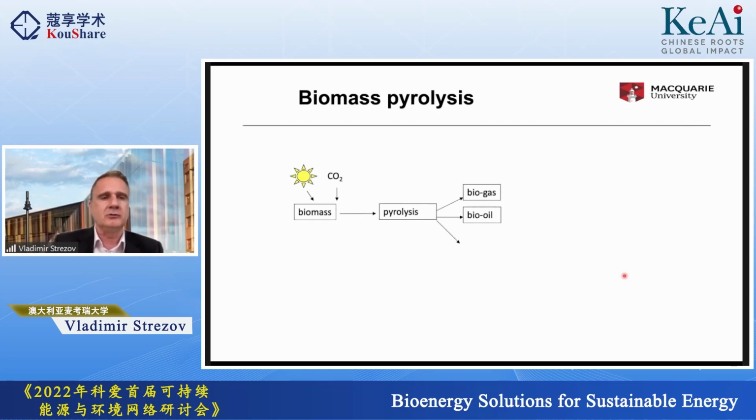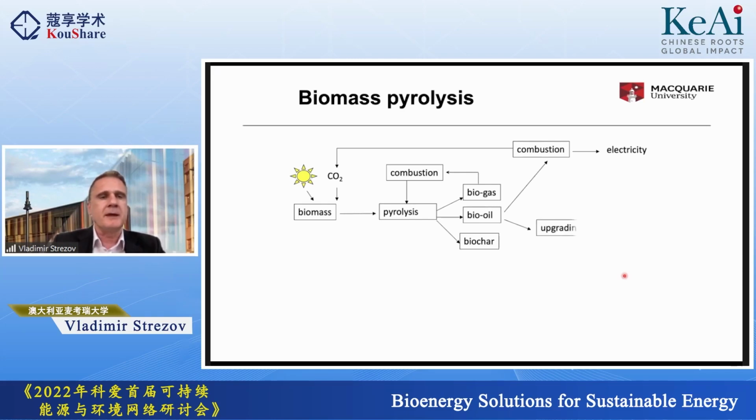Biomass needs sun and CO2 to grow. Pyrolysis converts biomass to biogas, bio-oil, and biochar. The biogas can be combusted to drive the pyrolysis process. Bio-oil can be combusted for electricity, so that's the CO2 coming back for biomass production. It's a closed loop. Or it can be upgraded to biodiesel and petrochemicals, and the biochar can be used as a fertilizer or a solid fuel. If it is used as a fertilizer, because it's rich in carbon, it can sequester the carbon. So we produce electricity, biodiesel, and petrochemicals while achieving negative carbon emissions.